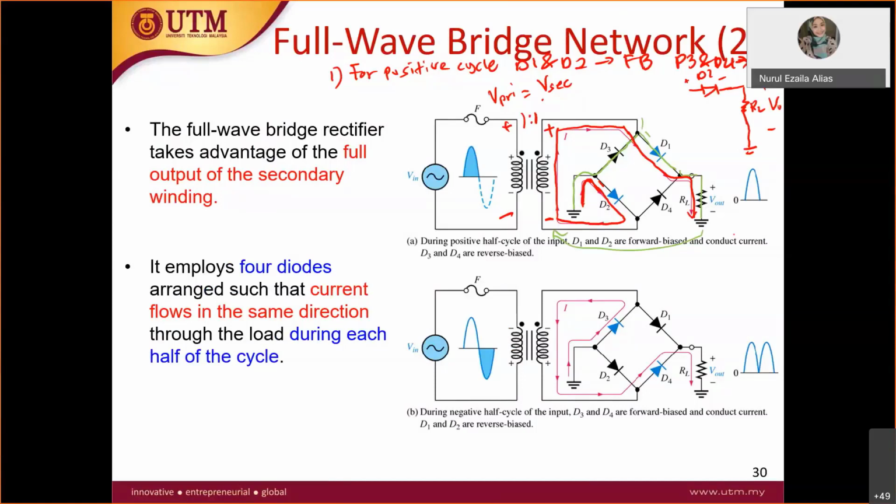And then your D1 here goes to plus. Is it plus V secondary or V secondary over 2? Student? V secondary only. Okay, V secondary only. And then the negative V secondary here is connected to the negative of D2, and the positive of D2 to the ground. So this is what your equivalent circuit looks like.